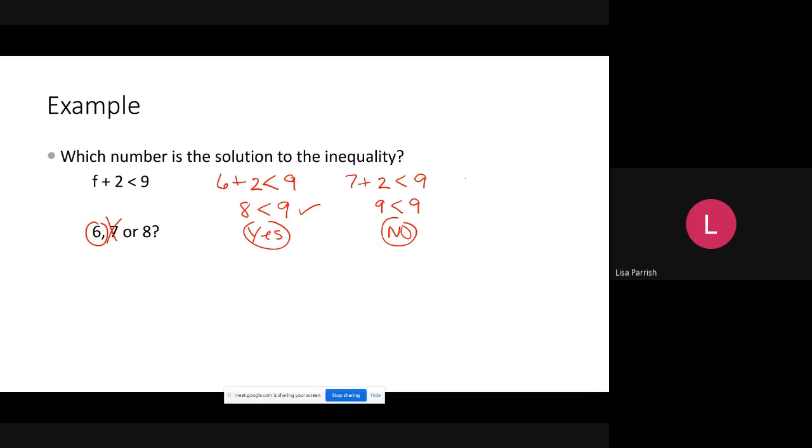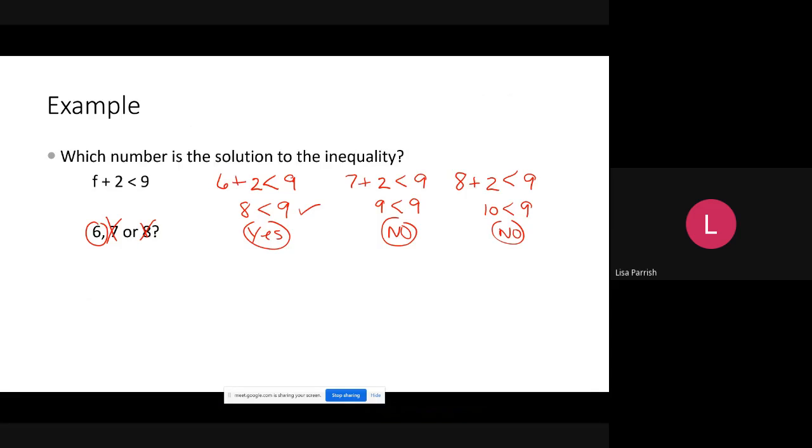So let's try 8. Plug 8 in for f. 8 plus 2 is less than 9. What is 8 plus 2? Well, it's 10. Is 10 less than 9? No. So the only number that's a solution to this one would be the 6.